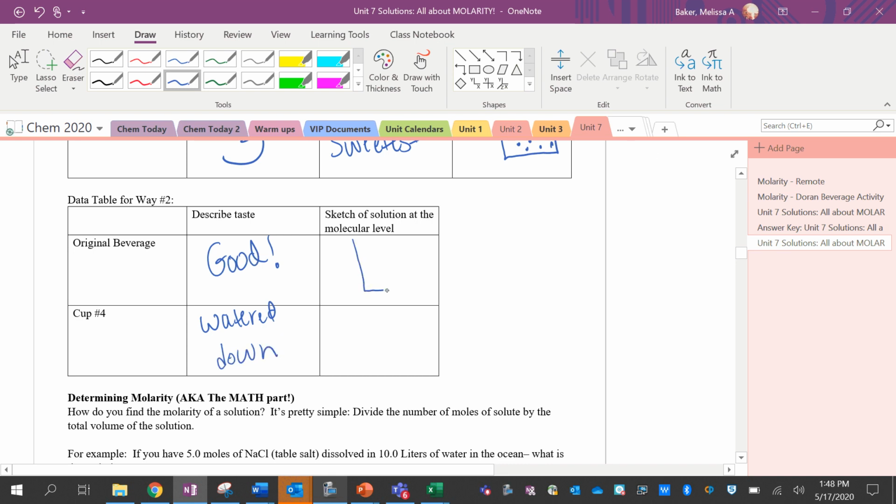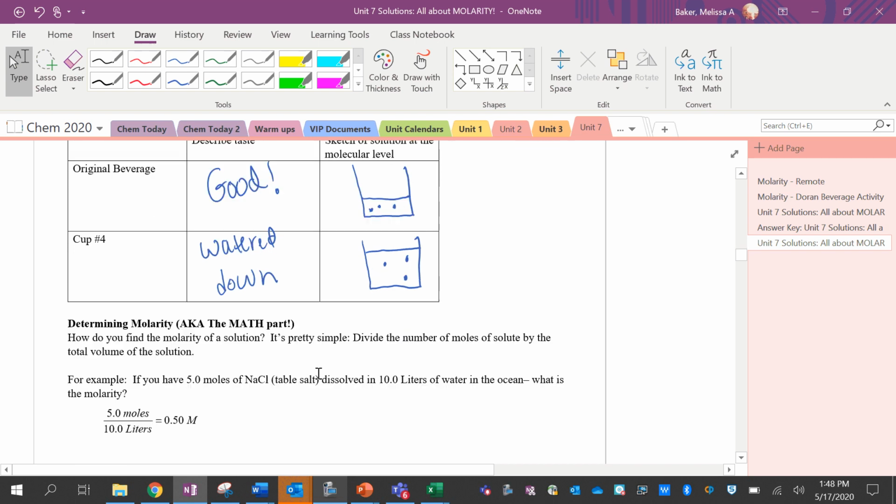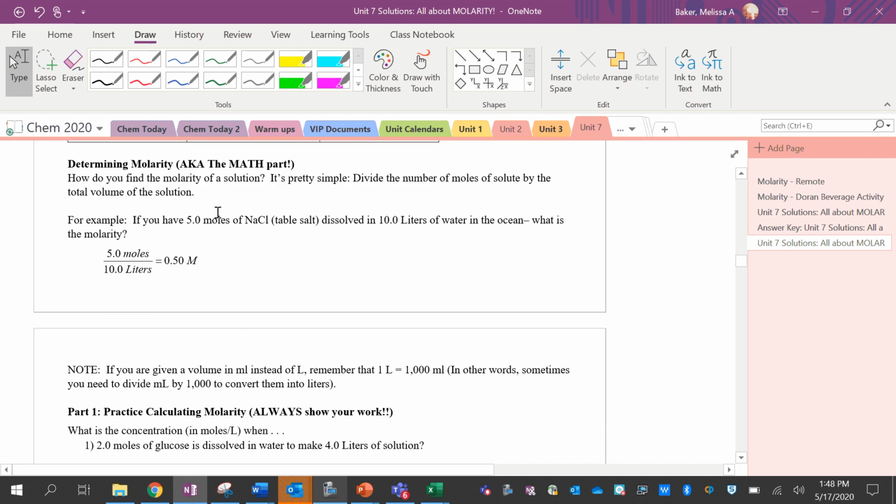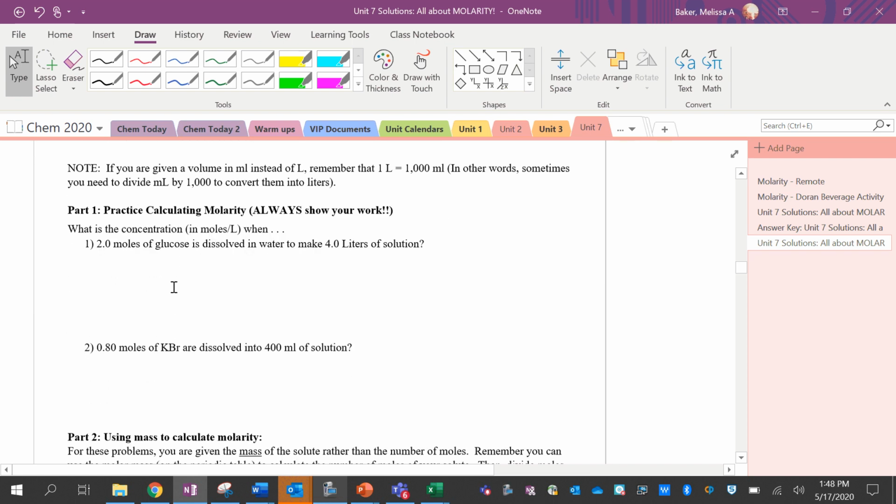So at the molecular level, we have this original beverage, and now we've got twice as much water, so it's half as concentrated. The particles now have more space to move around. Okay, so let's talk about calculating molarity. To calculate the concentration, you take moles divided by liters. For example, if you've got 5 moles of salt in 10 liters of ocean water, 5 divided by 10 is 0.5 molar.